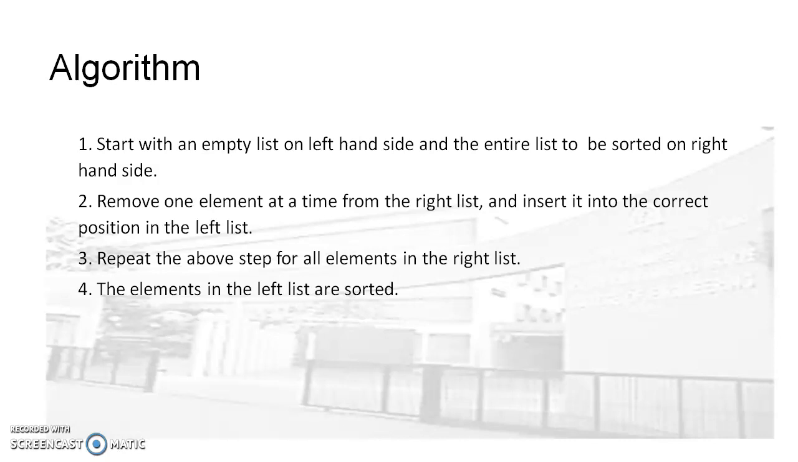Start with an empty list on the left hand side and the entire list to be sorted on the right hand side. We take one element from the right list and insert it into its correct position in the left list. This process is repeated for all the elements present in the right list. And ultimately, at the end of all the passes, we get the elements in the left list in sorted order.